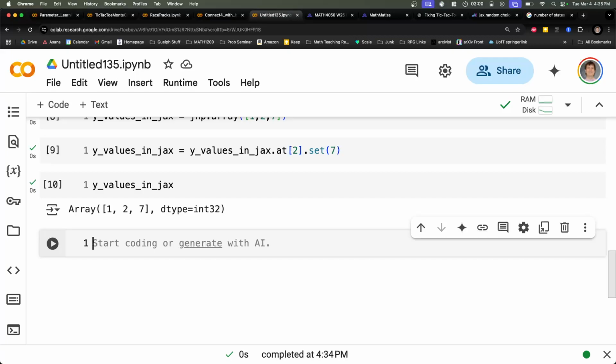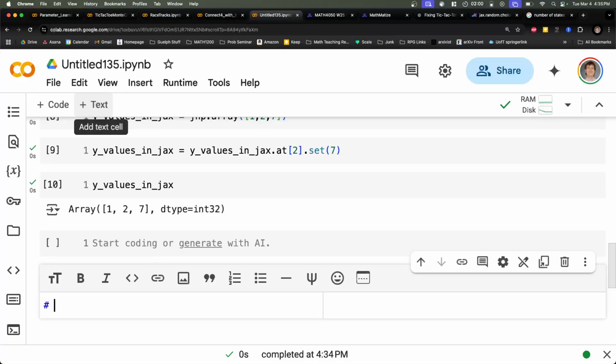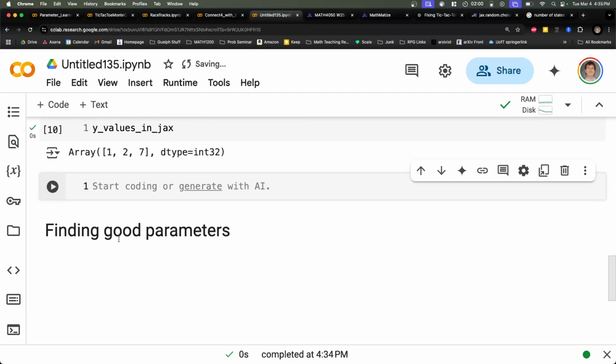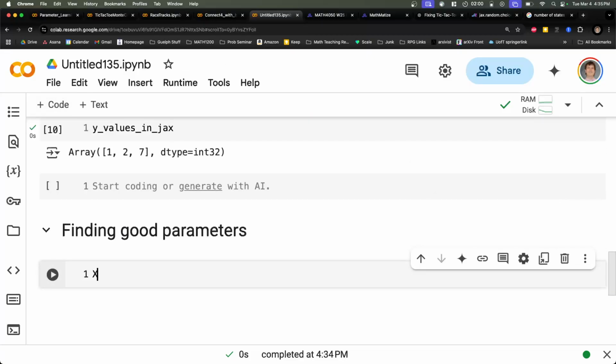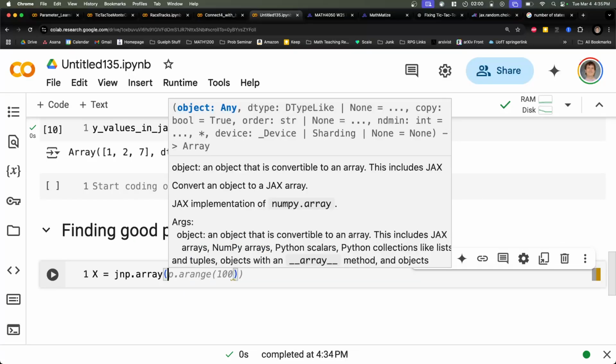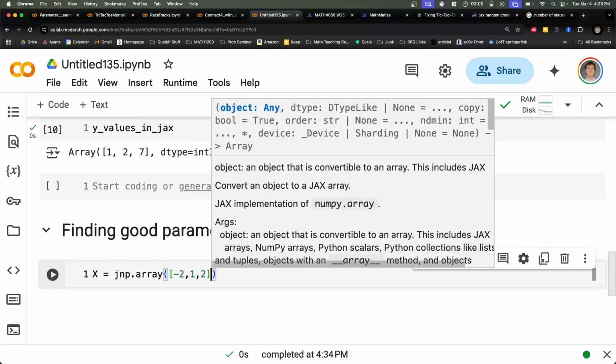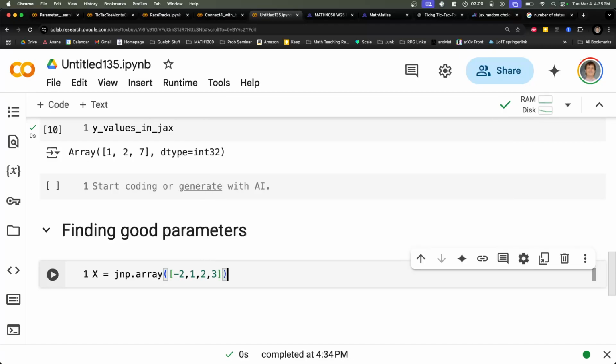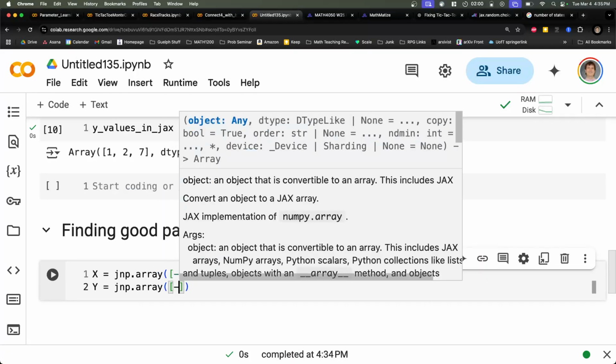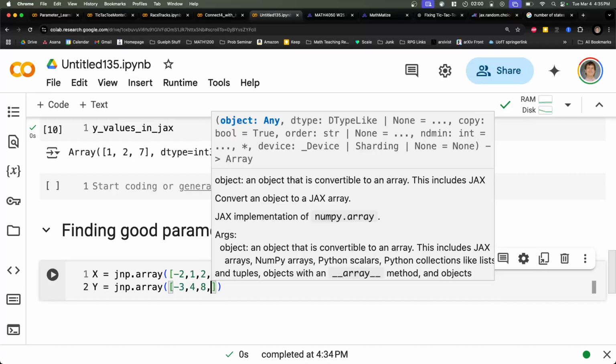Okay, but now we can do the fun thing. So let's try to find some parameters. And I think we had some x values and y values in my example. So let's find good parameters. And this part might remind you of a statistics class where we have some x values. I think I made the x values 0, 1, and 2. Actually, let's make it a little more exciting. Let's make some of them negative. Let's make them negative 2, 1, 2, and 3. That's very nice. And let's make y equal jnp.array. We'll make that minus 3, 4, 8, and 10.